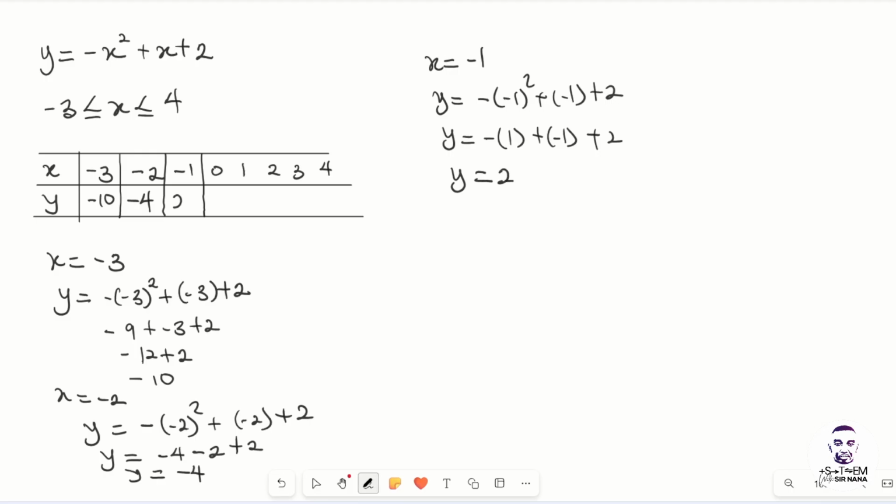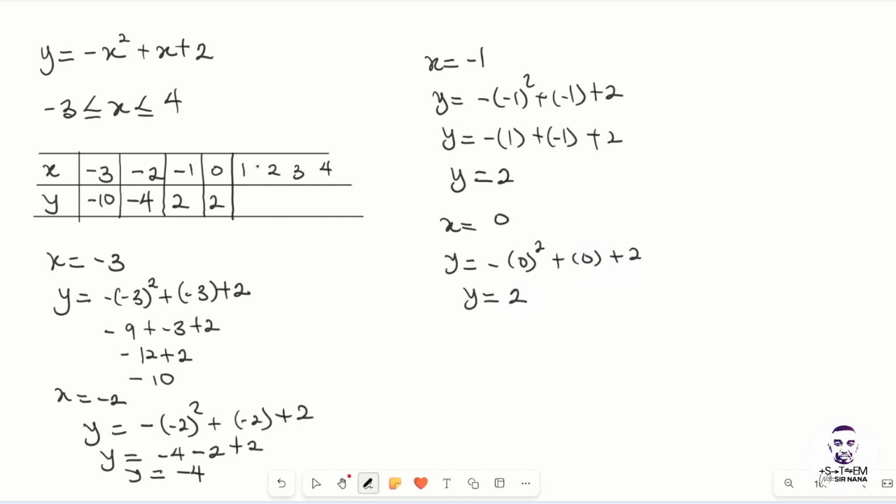So in this case, we have 2 here. So we are finding till we get all of the y values corresponding to the x. If x is equal to 0, in this case, we are going to have y equal to negative 0 all squared plus 0 plus 2. So we have our y as well to be 2 here.